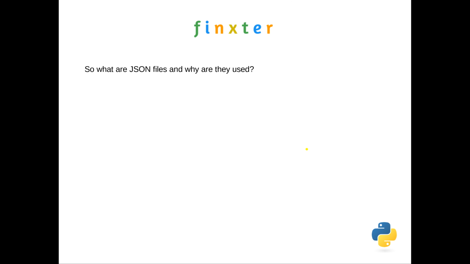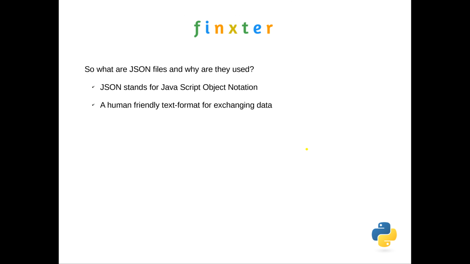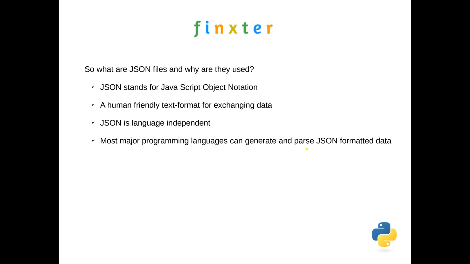So what are these files and why are they used? JSON stands for JavaScript Object Notation, and this is a human-friendly text format for exchanging data. JSON files are effectively just a text file, but they have a very specific format and structure, which we'll see shortly. And JSON is language independent. In fact, most major programming languages have the ability to generate and parse JSON formatted data.